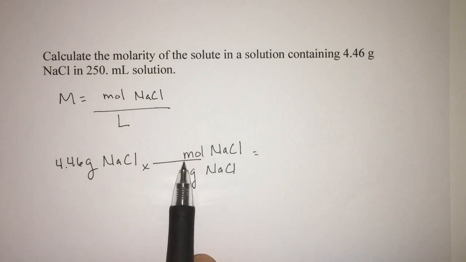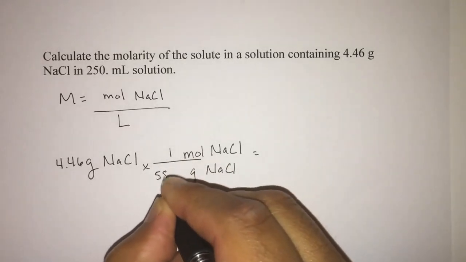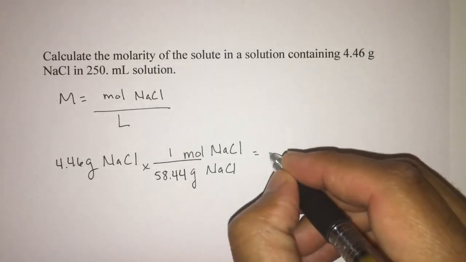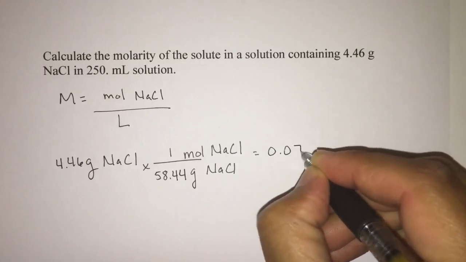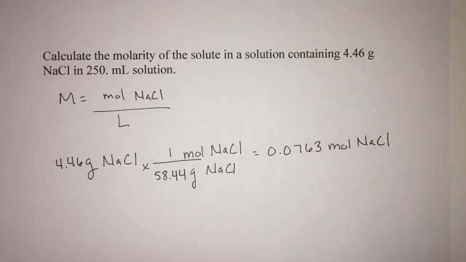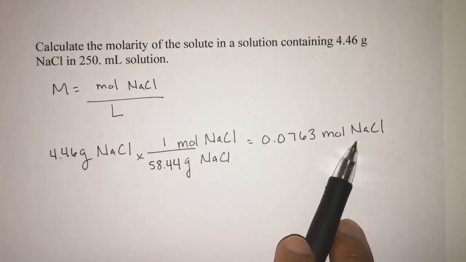Remember what this is called, the relationship of grams and moles is called the molar mass. So 1 mole of sodium chloride is 58.44 grams of sodium chloride. So 4.46 divided by 58.44, 0.0763 moles of sodium chloride. So we know the moles of sodium chloride present in solution.